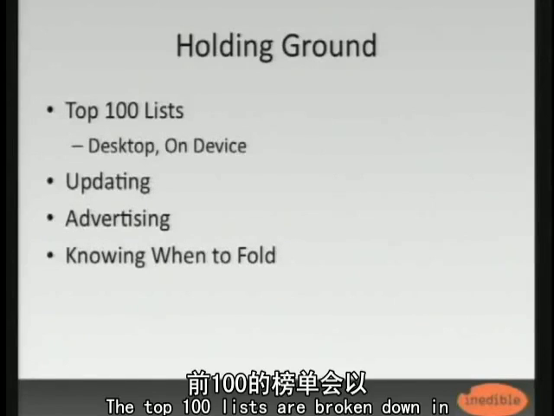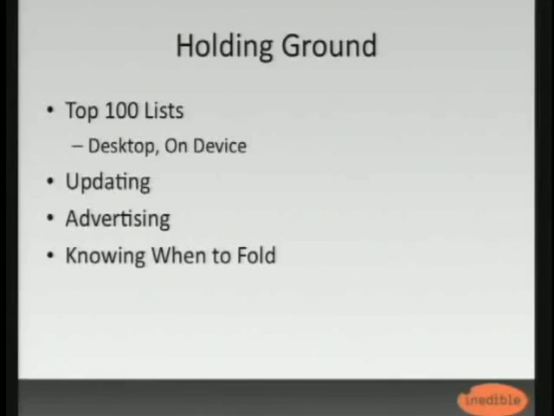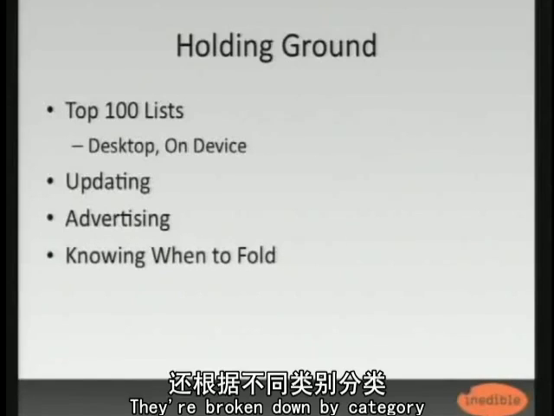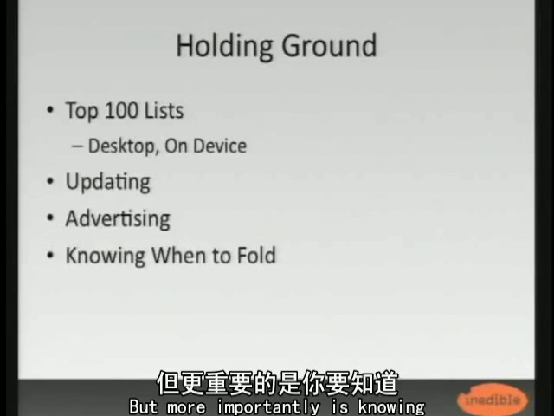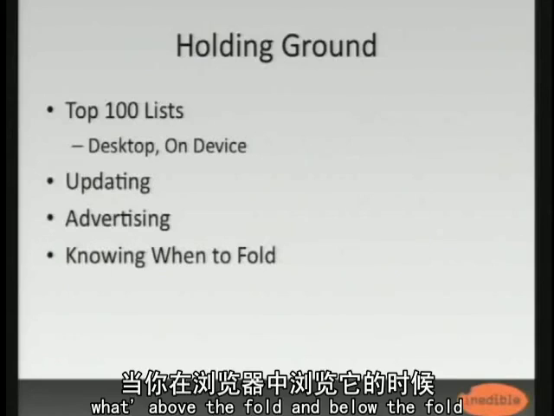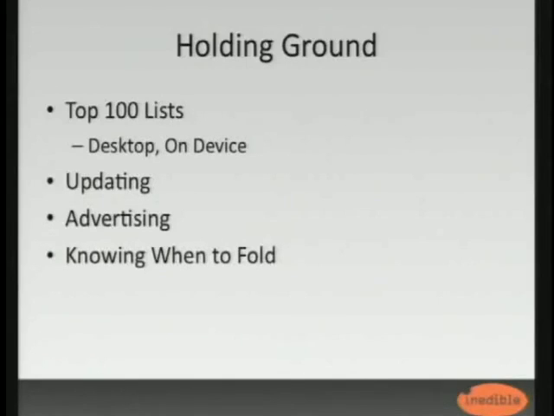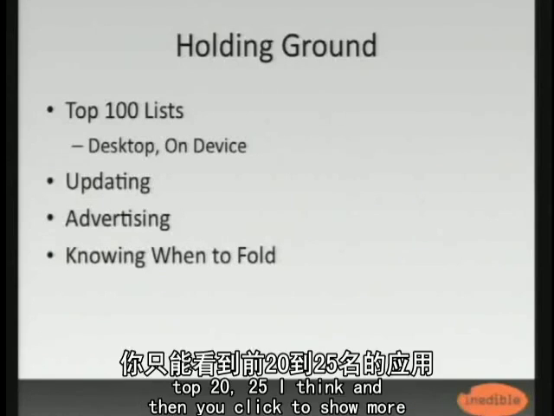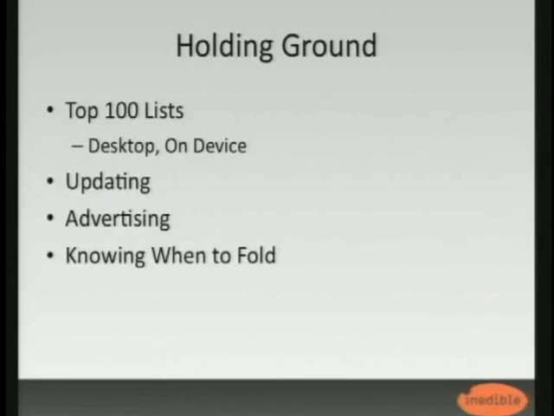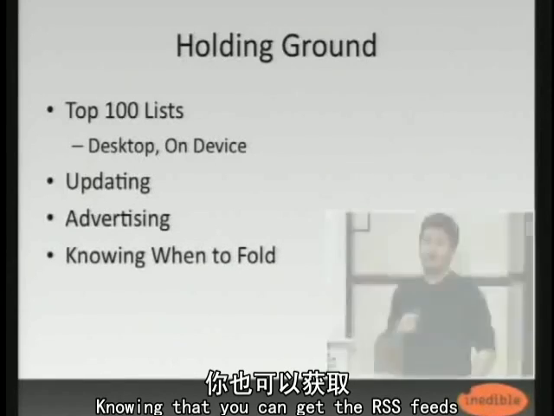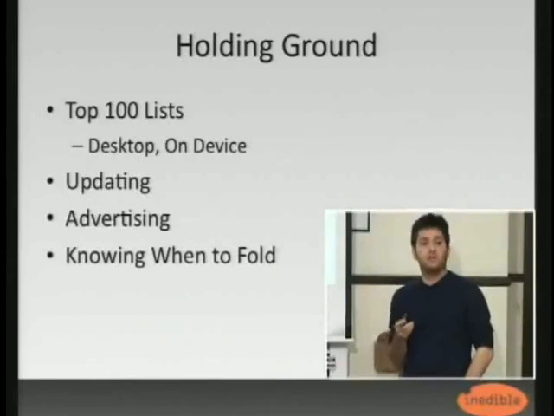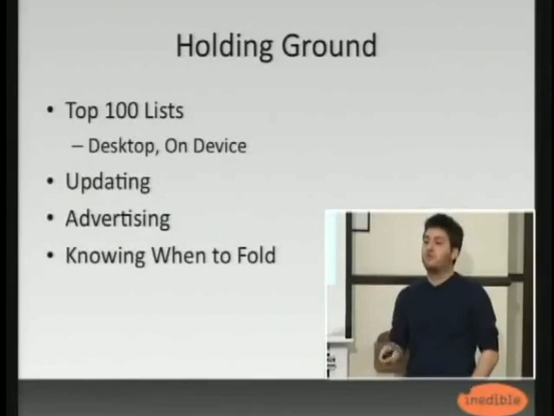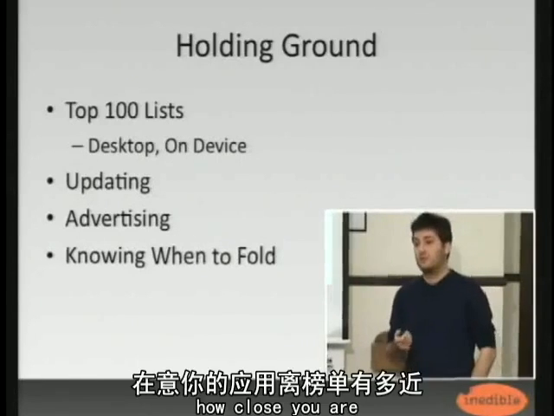The top 100 lists are broken down in a lot of different ways. They're broken down by free and paid. They're broken down by category. But more importantly is knowing what's above the fold and below the fold when you're viewing it on a browser, knowing that on the device you only see the top 25, I think, and then you click to show more and you get another 25, but you don't see more than that. Knowing that you can get the RSS feeds of the top 200, even though I'm sure almost none of your users are going to. That's data at your disposal to know how close you are.